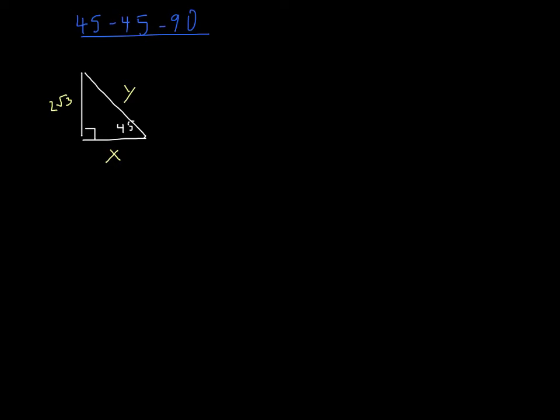Okay, this is a quick follow-up on 45-45-90 triangles. Hopefully you watched the other video first. That was the harder cases where you had to solve for the hypotenuse. And this is a pretty basic case because we already know the leg. We like it when we know the leg.